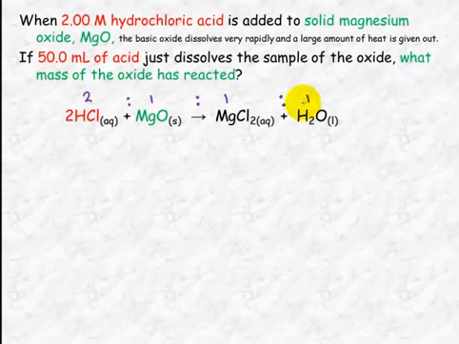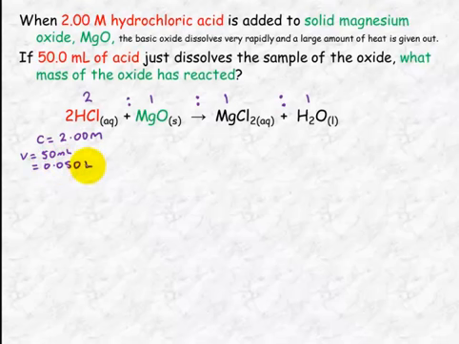So I've got 2 molar hydrochloric acid. So C equals 2.00 molar is added to solid magnesium oxide. That's here. 50 ml of acid. So V equals 50 ml, which equals 0.050 litres. Remember, volume has to be in litres.